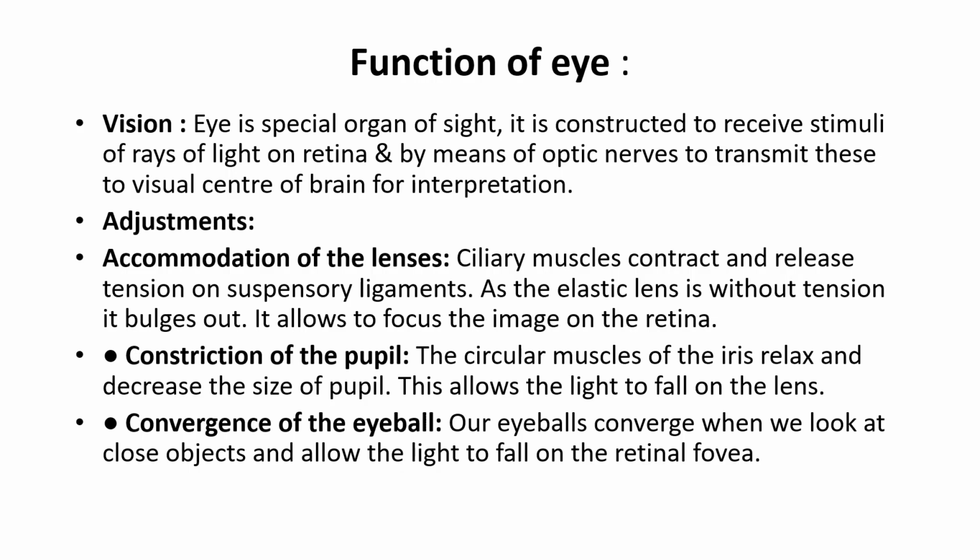Constriction of the pupil. The circular muscles of the iris contract and decrease the size of the pupil, which allows the maximum light to fall on the lens. Convergence of the eyeball. The eyeballs converge when we see a closer object, and then it allows the light to fall on the retinal fovea.